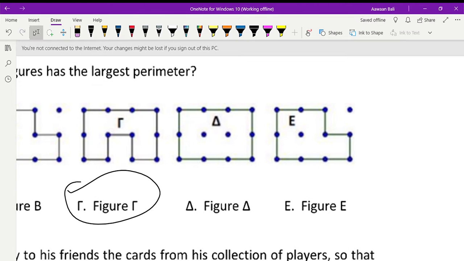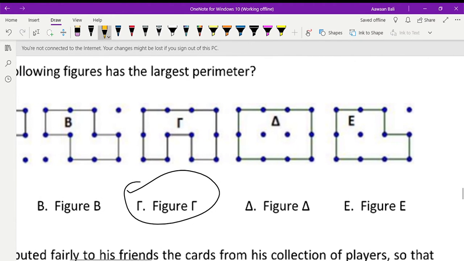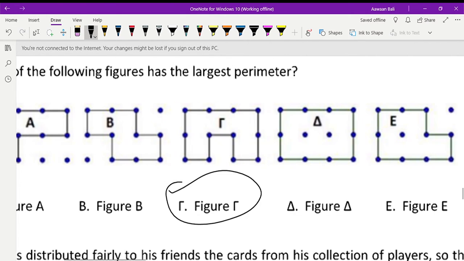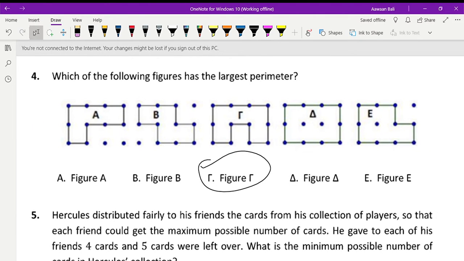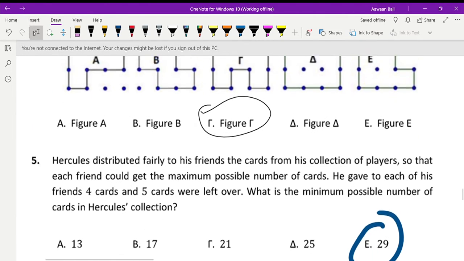And this side is replaced with this side, replaced with this side. So again, there's no change. But here, this side is replaced with this side, but there are two extra sides here, which means that here it has the largest perimeter, gamma, and delta is just normal. So therefore, we can say the answer is gamma, the third figure.